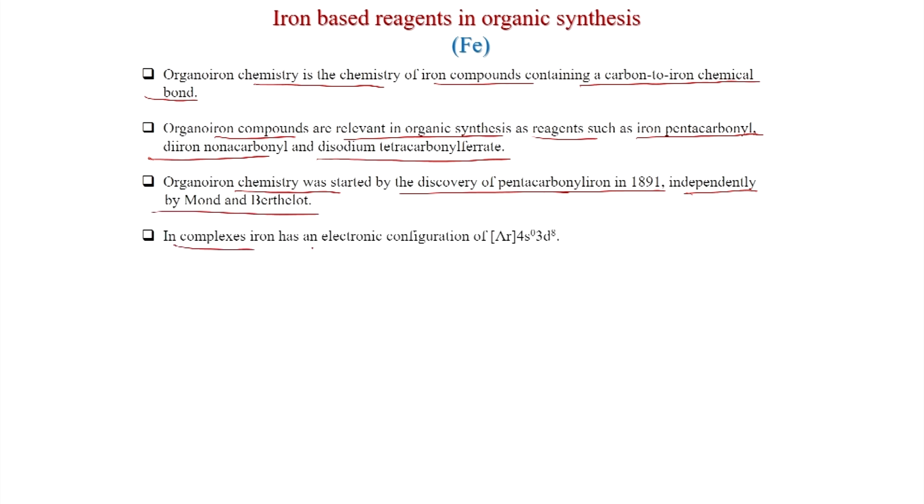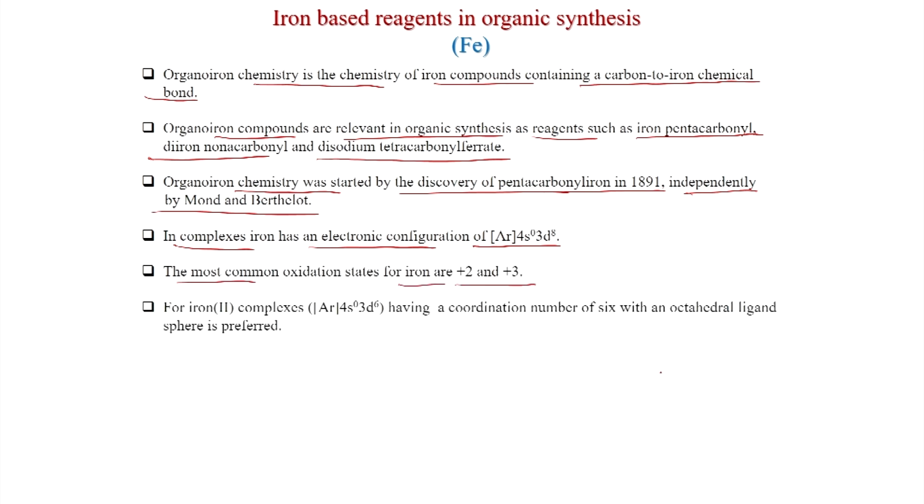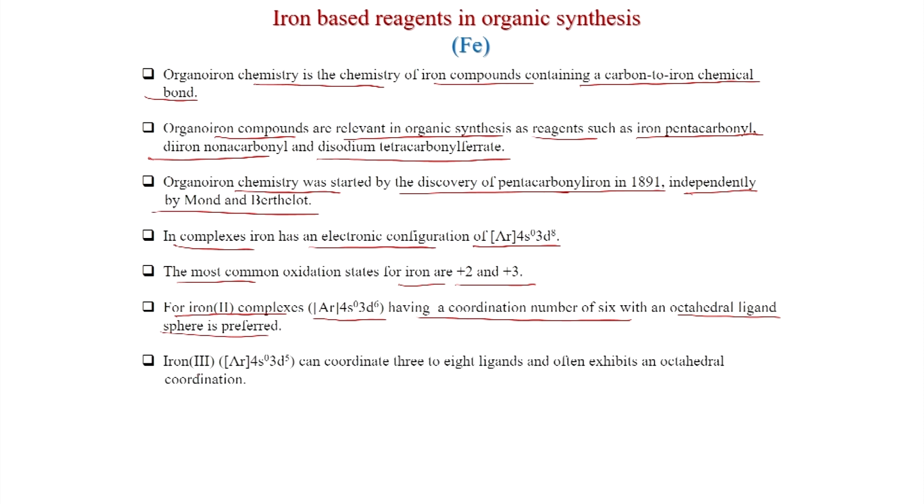In complexes, iron has an electronic configuration of argon 4s0 3d8. The most common oxidation states for iron are +2 and +3. Iron(II) complexes, argon 4s0 3d6, have a coordination number of 6 with an octahedral ligand pair preferred, and iron(III), that is 4s0 3d5, can coordinate 3 to 8 ligands and often exhibits an octahedral coordination. So, here also octahedral coordination is observed.